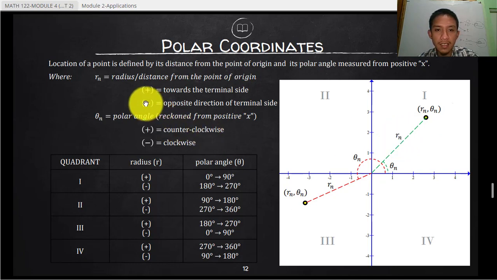How about if that is negative? That will be the opposite direction of the terminal side. So if this is your, let's say that is 30 degrees, positive radius is within this one, but a negative radius will be opposite. So I will explain again here on our board.